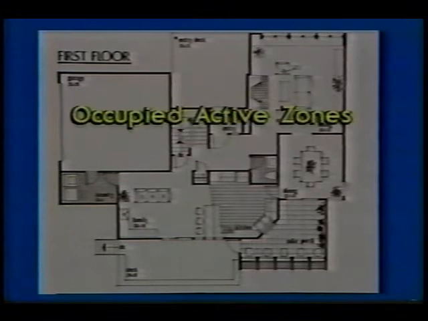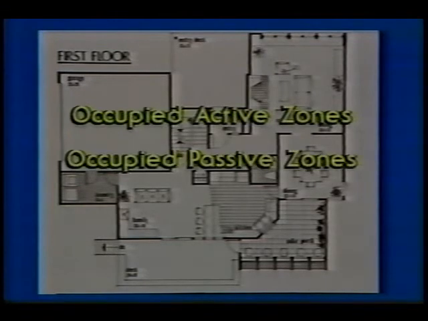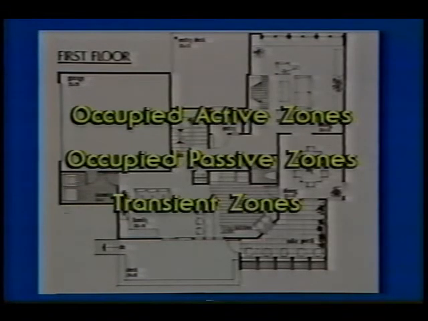So those are the components in a passive solar home, but there's still a little logic left that we have to think about, and that's plan organization. Living spaces in most houses can be divided into three functional zones, which would consist of occupied active zones, occupied passive zones, and transient zones.